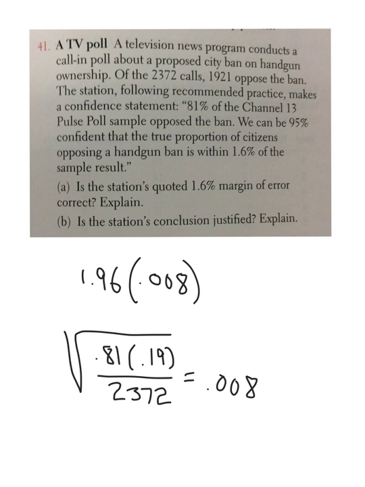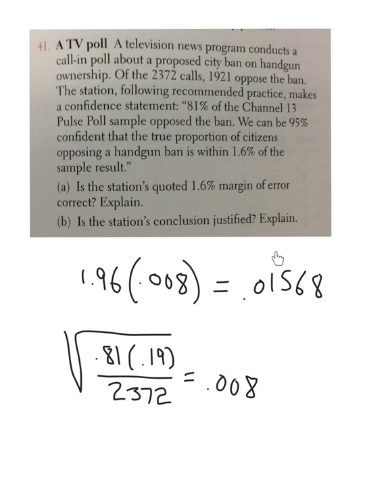So this should be approximately 1.6, but let's check it. So my answer is 0.01568. So if we round it up, 1.6 is pretty close. Right there. Move the decimal place over. 1.6% margin of error. Yes, that would work. But we've got other issues.